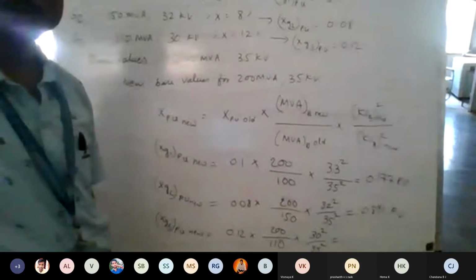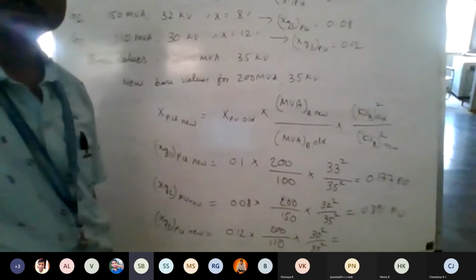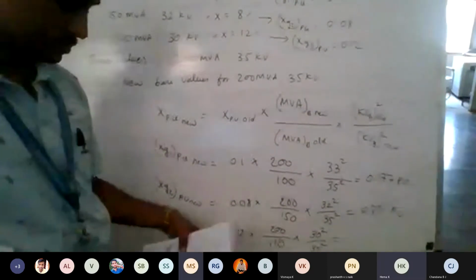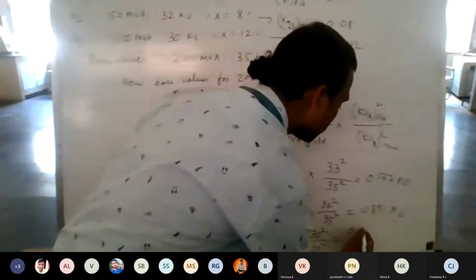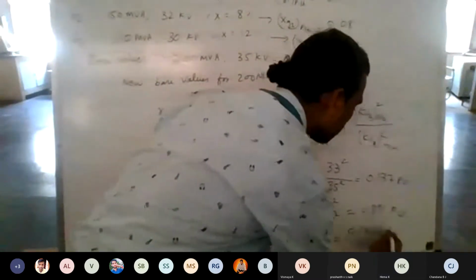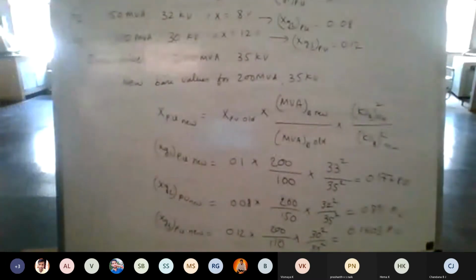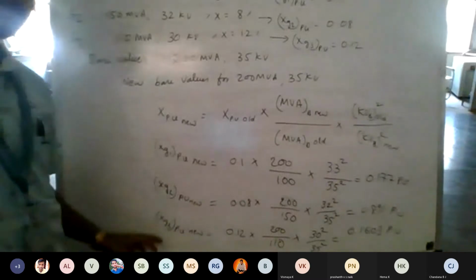How much? 0.1603 per unit. So these are the newly calculated per unit values.